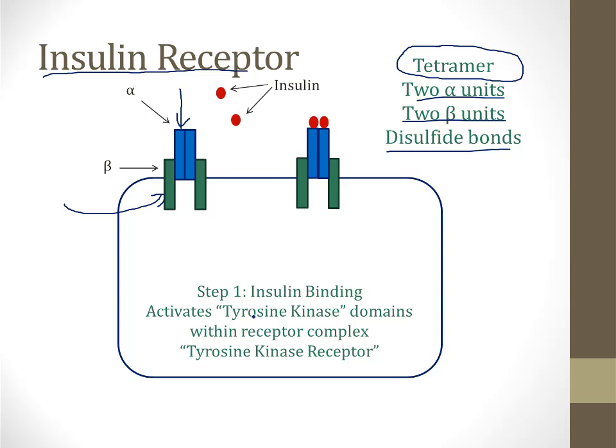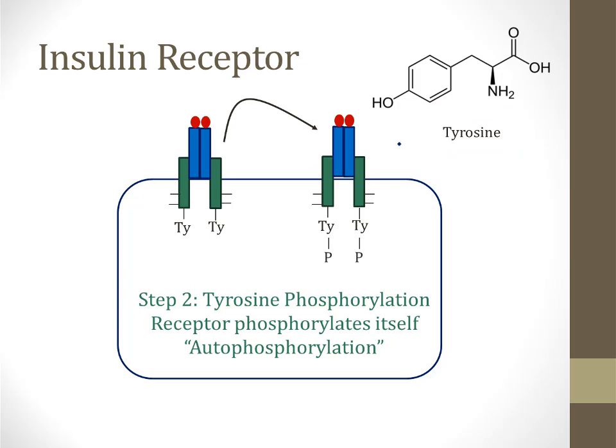And when it binds to this receptor, it activates so-called tyrosine kinase domains within the receptor complex. We'll talk about what that means in a minute, but what you should know is that the insulin receptor is often referred to as a tyrosine kinase receptor, and that's because it has these tyrosine kinase domains. At the top right side of the screen is the structure of the amino acid tyrosine, and there are many tyrosine molecules that are part of the insulin receptor, as I've shown in this drawing.